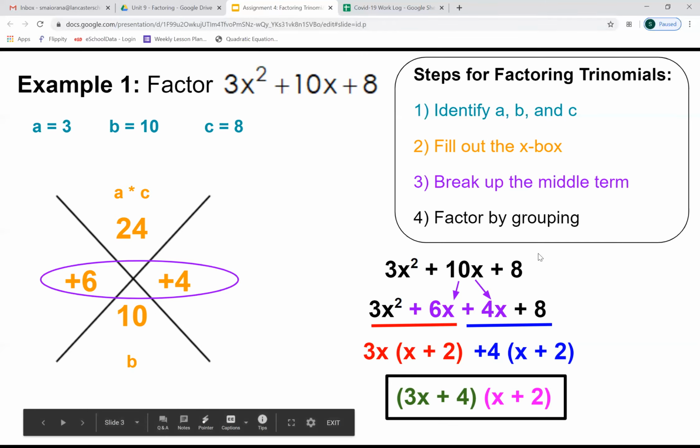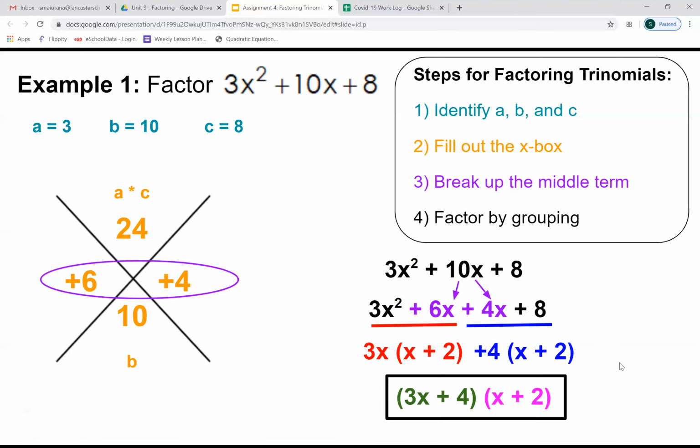Now I did kind of breeze through the steps in factoring by grouping because that was the last lesson, so please feel free to go back and rewatch the video if you need more clarification on that.